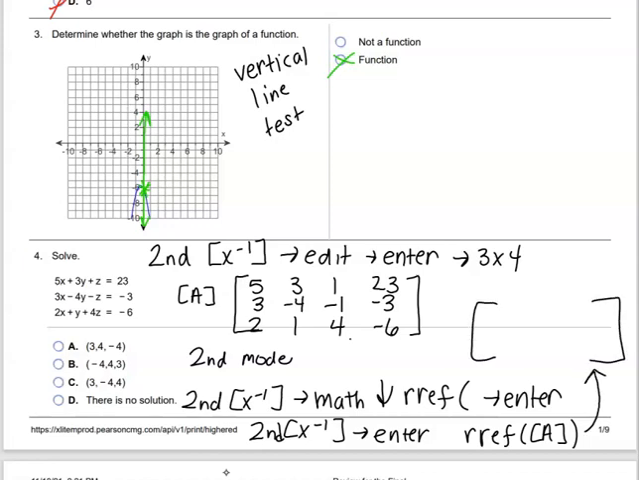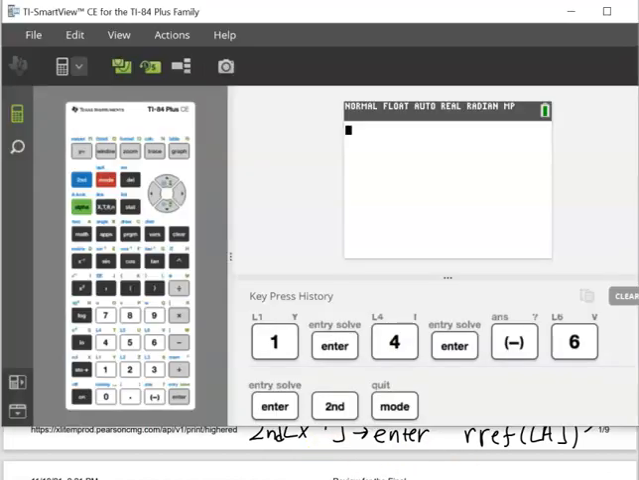I'm fixing to go there on the calculator and show you in just a minute, but you should have 1s on your diagonal. And your answer should be right here. This should be your x, this is your y, and this is your z. So let's go to the calculator and finish this problem real quick.